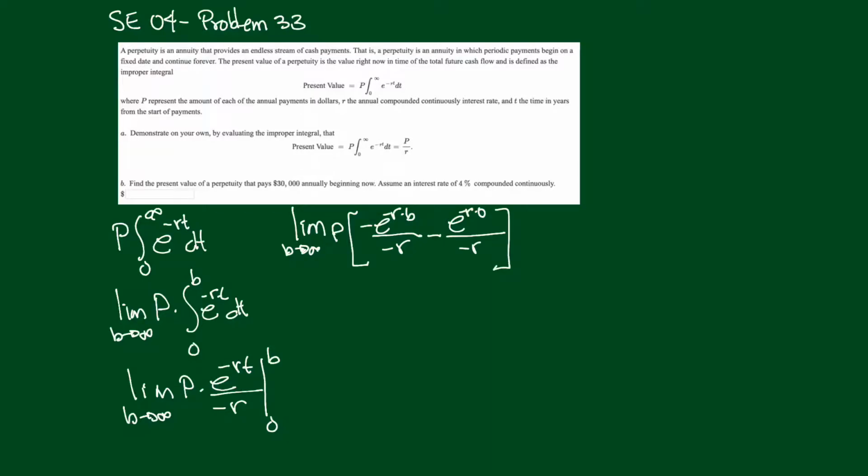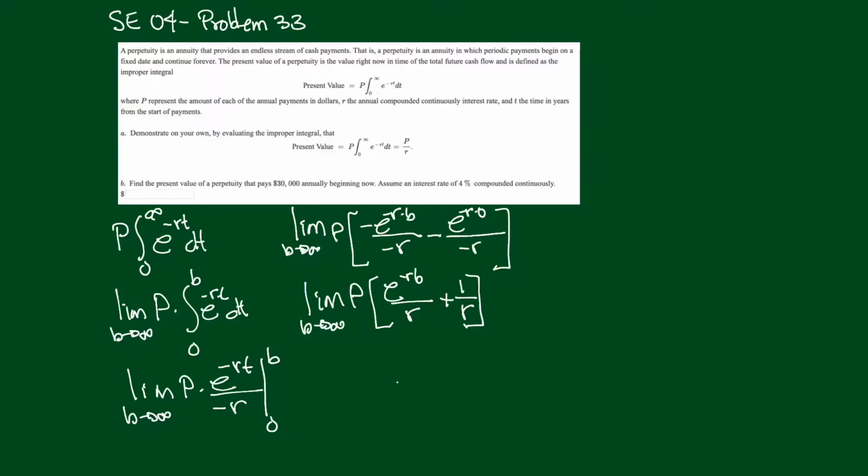Got a lot of negatives here. Here's a negative, negative, negative, negative. Let's make those positive so it's just a little bit easier to see. We'll get the limit as b goes to infinity of P times, okay, e to the negative rb over r plus, okay, what is this? Look what we have here. 0 times anything is 0. e to the 0 is a 1. So I'm just going to write this as 1 over r. Right, that negative negative gave us that positive.